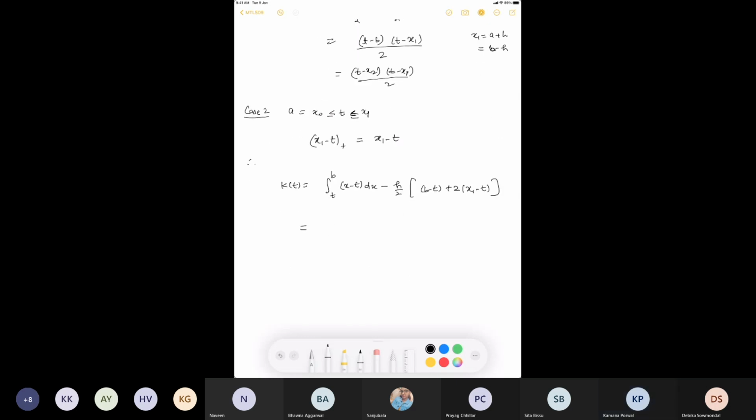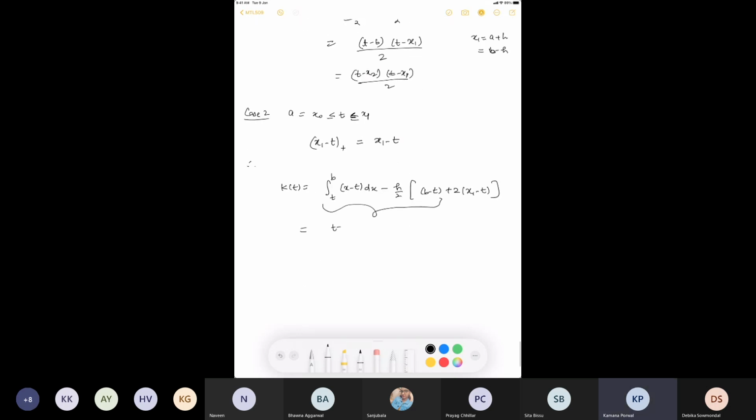Note that we have already simplified this term in case 1. So this is going to give me (t minus b) times (t minus x1) divided by 2. Now we have this additional term.